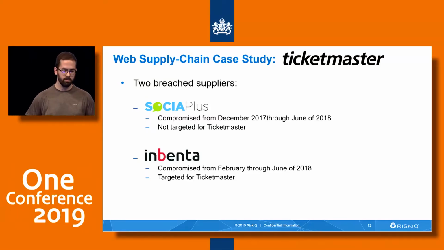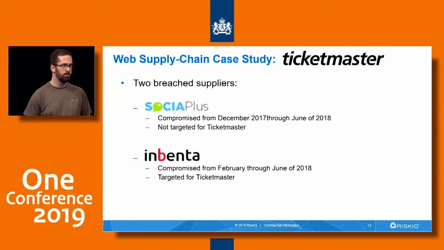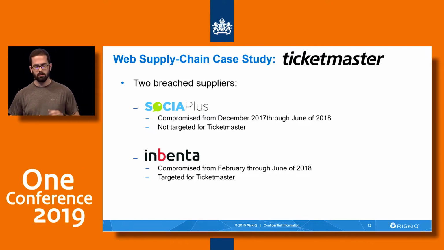So Ticketmaster was compromised through their suppliers, so their web supply chain, not a software supply chain. There was no internal breach, which is what you most often see when there's a credit card breach. They were compromised through a company called Social Plus and Inventa. Both do web things, to be honest. Social Plus was, I think, an analytics provider at the time, and Inventa was a loyalty program. They integrated with the website.